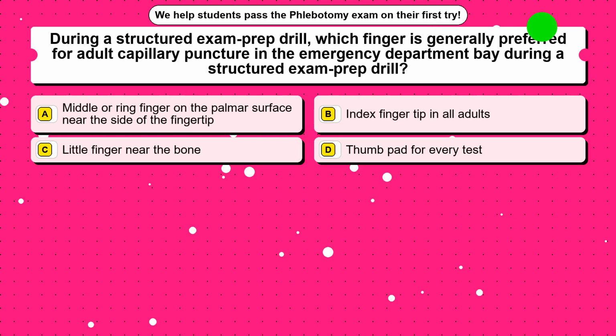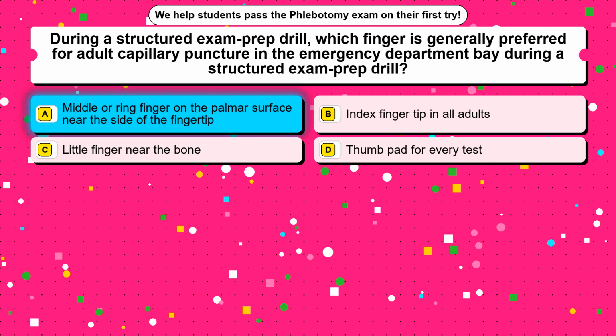Question 85. During a structured exam prep drill, which finger is generally preferred for adult capillary puncture in the emergency department bay? Option A. Middle or ring finger on the palmar surface near the side of the fingertip. Option B. Index fingertip in all adults. Option C. Little finger near the bone. Option D. Thumb pad for every test.